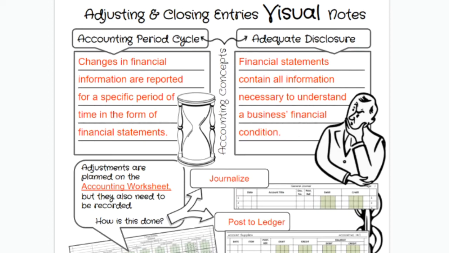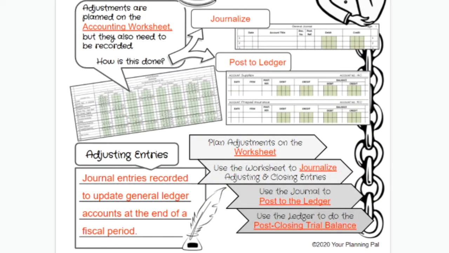So how is this done? Well, we have to journalize them and post them to the ledger. And we do that with adjusting entries. Journal entries recorded to update general ledger accounts at the end of a fiscal period are defined as adjusting entries.